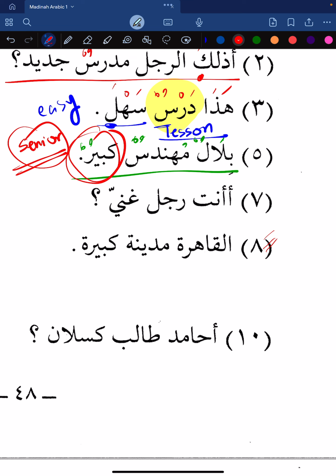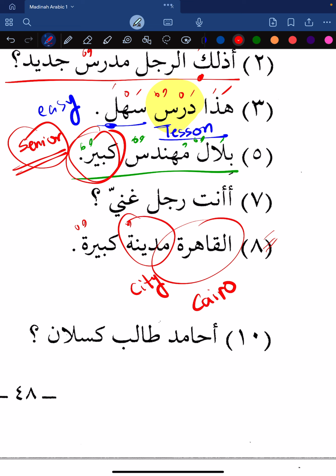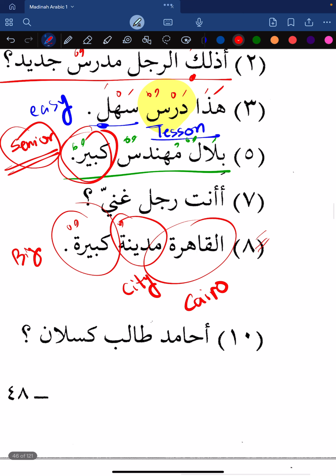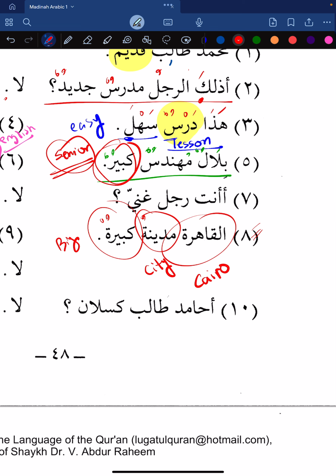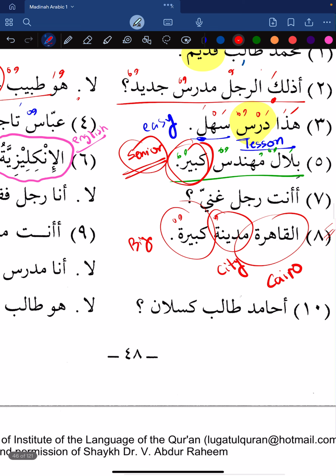القاهرة مدينة كبيرة. Okay. Qahira is Cairo. Medina means city. It doesn't necessarily have to be Medina in Saudi Arabia. Medina means a city, alright? Kabiratun means big. So Qahiratun, Medinatun, Kabiratun. Cairo is a big city.